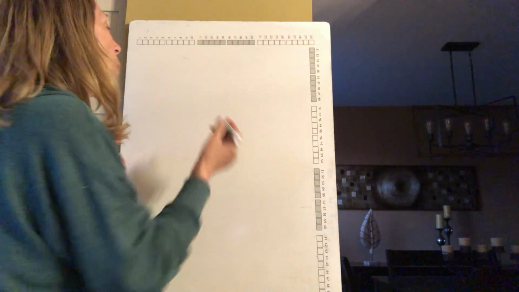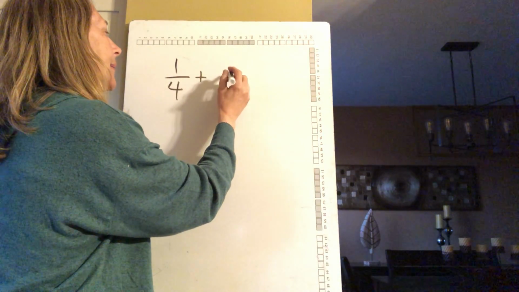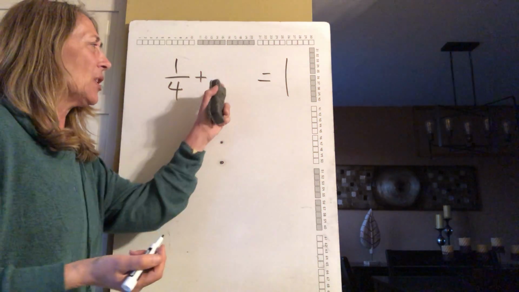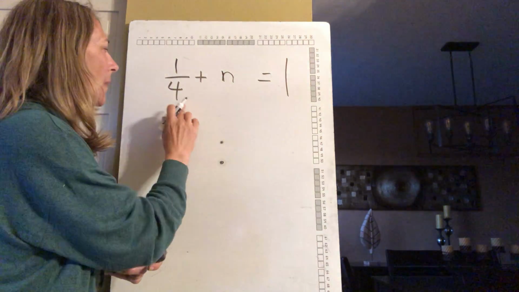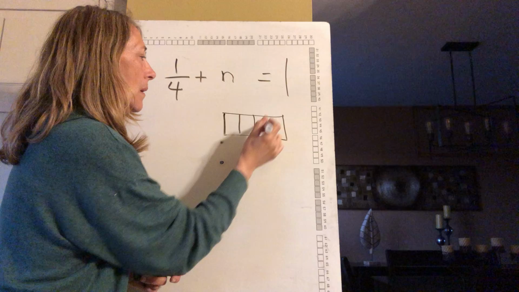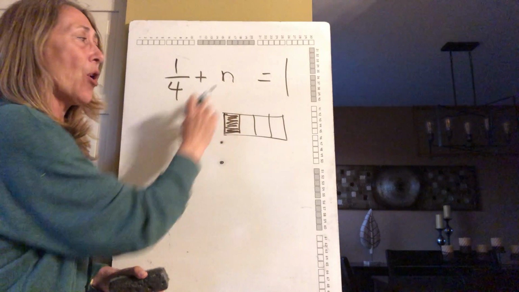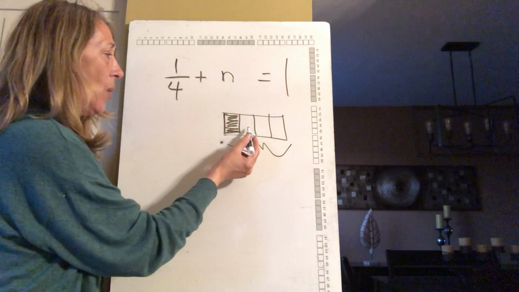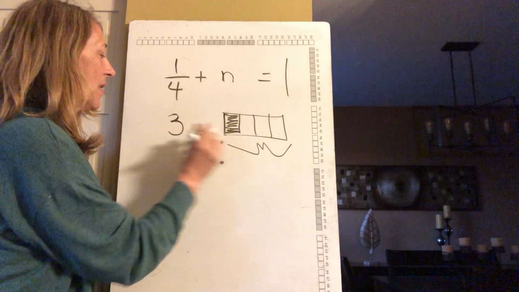So if I'm going to equal 1, I'm going to do 1/4 plus what equals 1 whole. So I'm going to make that n, little algebra in there, the unknown. So this tells me I have 4 pieces to make a whole, and I've got 1 of them. 1/4 plus how many more equals 1 whole. How many pieces do I need? 1, 2, 3. I need 3 pieces, and what size are they?